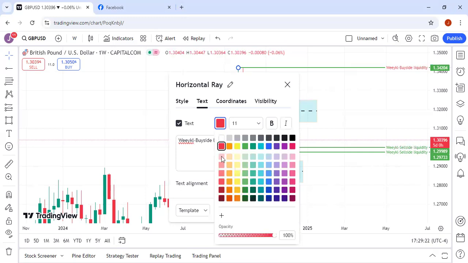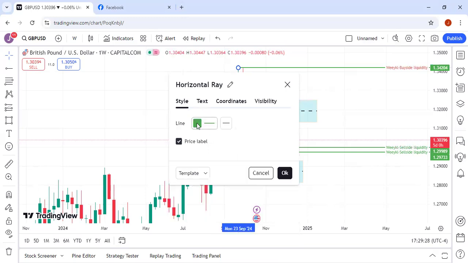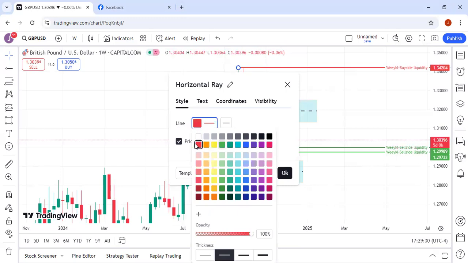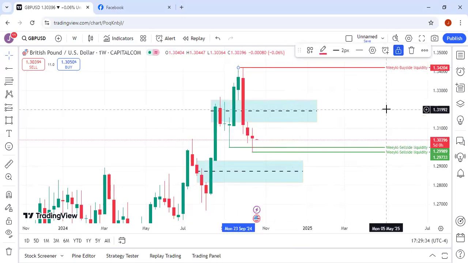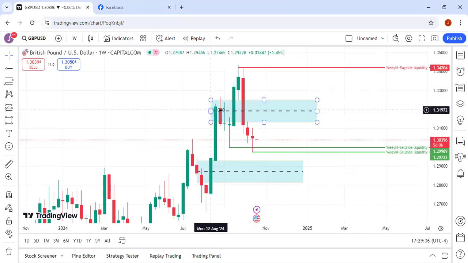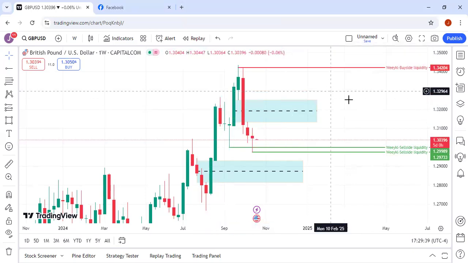So now, I believe you are following. Sorry, this is red. And then I'm to bring this one to red. Hold on. So that is it. So I can lock it. So now, I am done on the weekly because here I'm not looking to enter any trade. So I just mark these ones and then I label them like this.